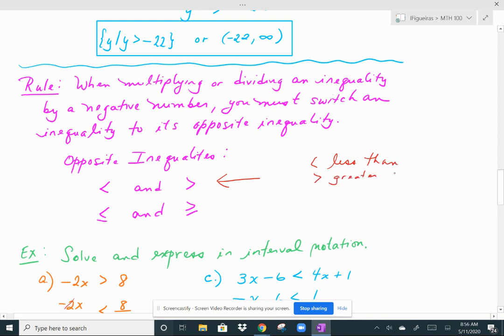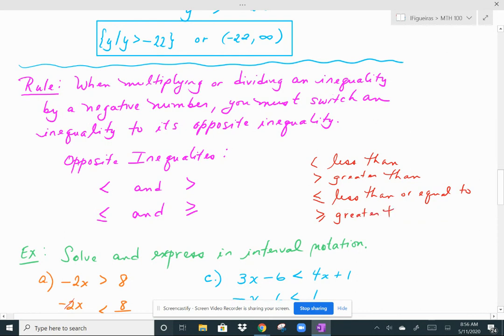If you get those mixed up, that's going to be a problem. So practice understanding the difference between these two symbols. The less than symbol sort of looks like an L, so that might help you. And then the other opposites are less than or equal to, and the opposite of less than or equal to is greater than or equal to.